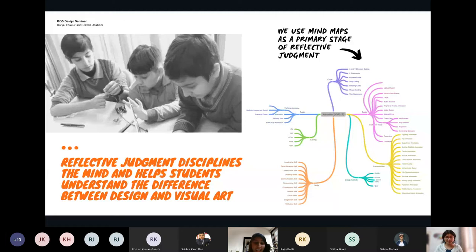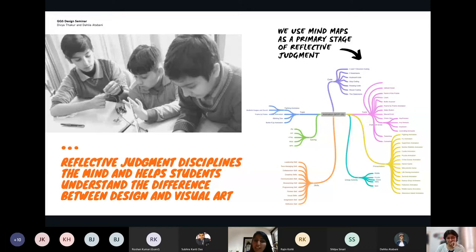Let's take some of the examples from our classes. Here, you will see that we have used some pictures, one of which is related to the mind map. We allow our students to do the primary stage of our cycle. They use reflective judgment in the form of a mind map, in which they discuss with each other, give their reflections, and add all their ideas, brainstorming multiple ideas and putting them in a mind map.